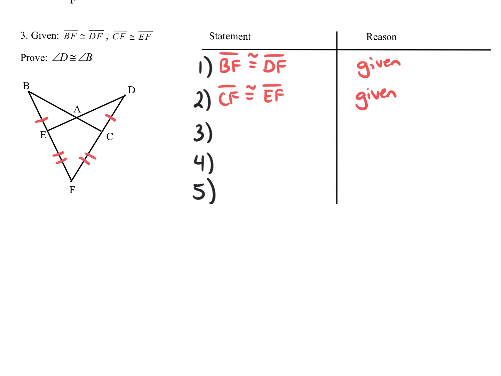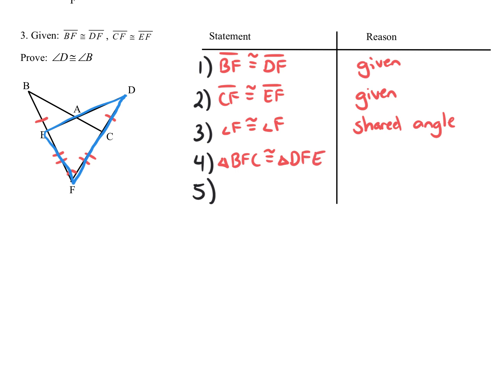What is our statement going to be after the givens? Something that's shared, right? What's shared? Angle F. Okay, so angle F is congruent to angle F. Is that a shared angle or side? Shared angle. Okay, I know it got a little confusing here. Outline the triangles that you're looking at. What should my fourth statement be? The same as the one above. So triangle BFC is congruent to triangle DFE. Okay, so after we have what's shared, we can say the two triangles are congruent.